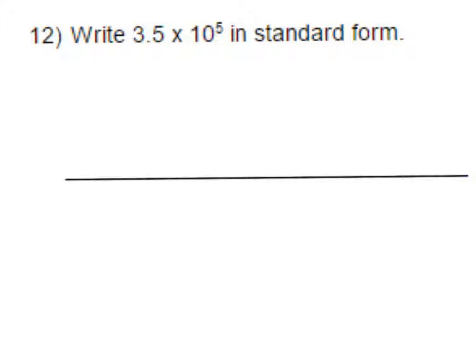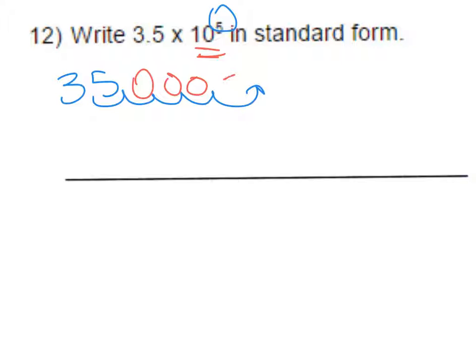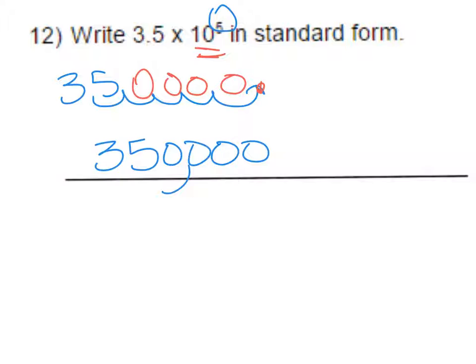Number 12, write the number 3.5 times 10 to the 5th power in standard form. Remembering that multiplying by 10 moves the decimal point 1 place to the right for every 10. We have 5 tens, so we're going to move the decimal point 5 places to the right. So from here, we're going to move it 1, 2, 3, 4, 5. We fill in with zeros. Our decimal point is now at the end where we don't have to write it. So we have 4 zeros at the end. The comma is optional, but it helps us tell that that's 350,000. That's our answer, and we're done.